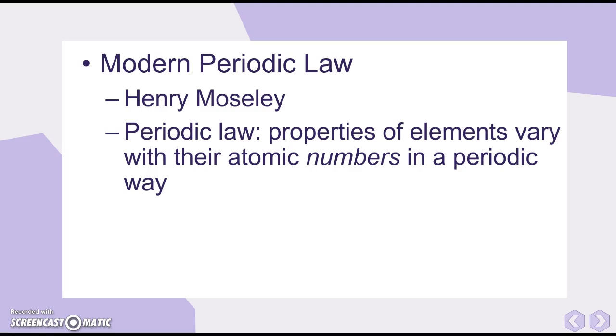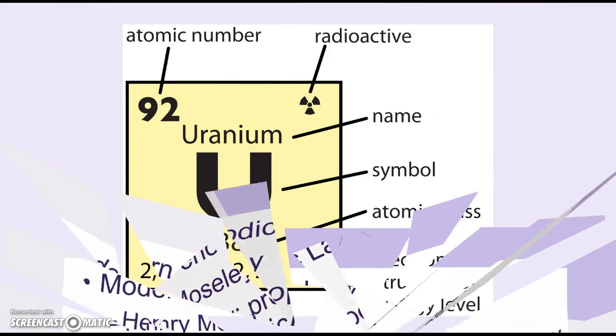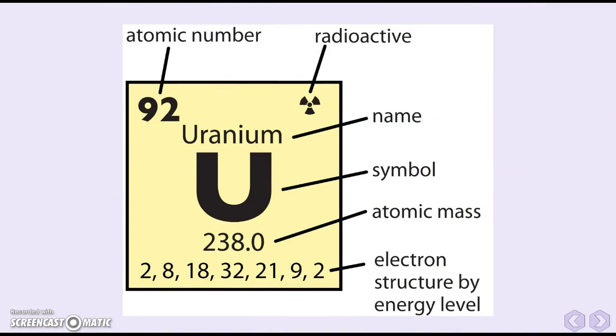This is the official periodic law, and it says that the properties of the elements vary with their atomic numbers in a periodic way. Periodic there means they repeat on a regular basis in a systematic way. Now, in the periodic table, you have a bunch of elements, such as this one, uranium, and you just need to be familiar with some of the things that are on there.